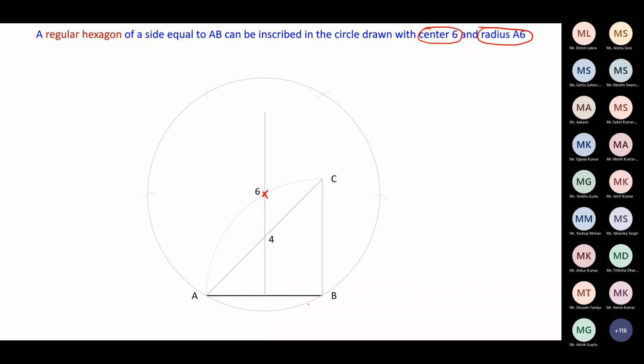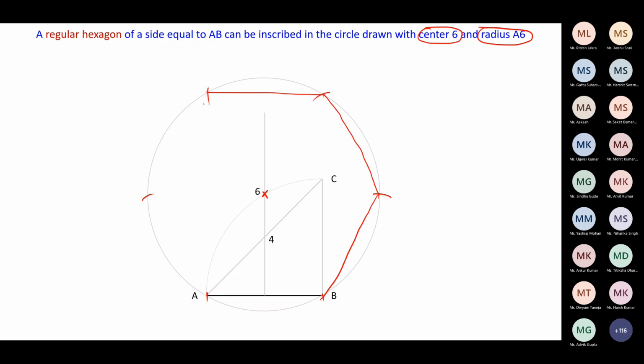Once we draw the circle, what is the next step? We take the distance AB in the compass and keep on marking here, here, here, and here. And then what is the simple next step? We simply join these lines.